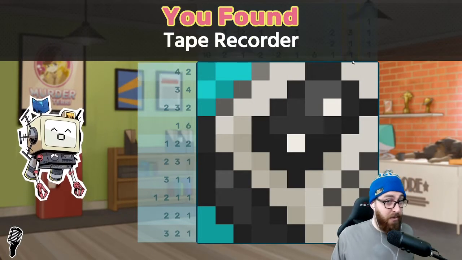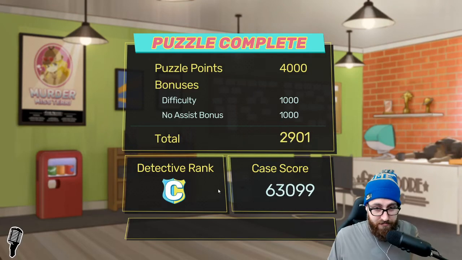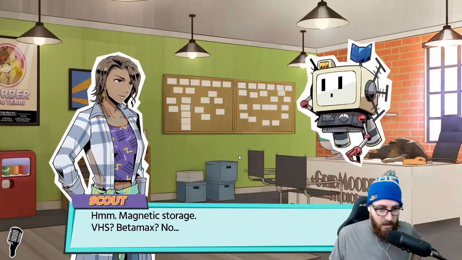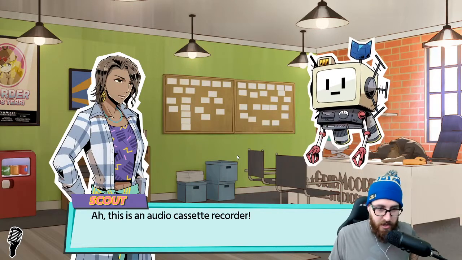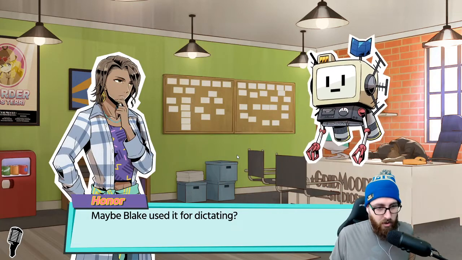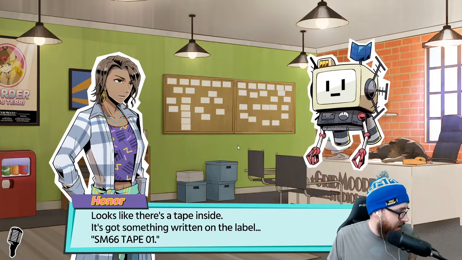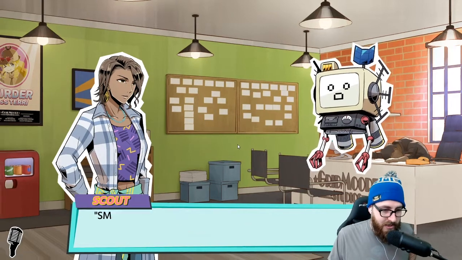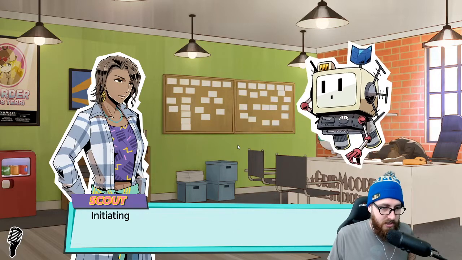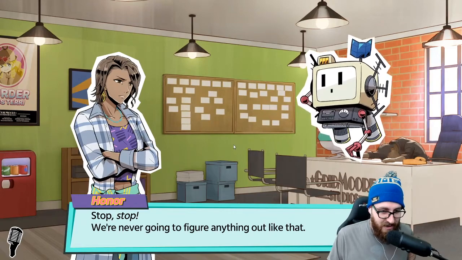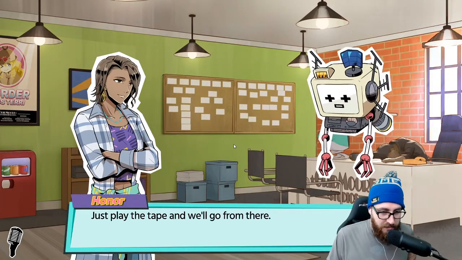Cassette player. Tape recorder. We were close. We'll take it. Magnetic storage. VHS. Betamax. No, this is an audio cassette recorder. Maybe Blake used it for dictating. Looks like there's a tape inside. It's got something written on the label. SM66 tape 01. SM66 could be a code. Machine brute force algorithm. Spicy. Never gonna figure anything out like that. Just play the tape and we'll go from there.